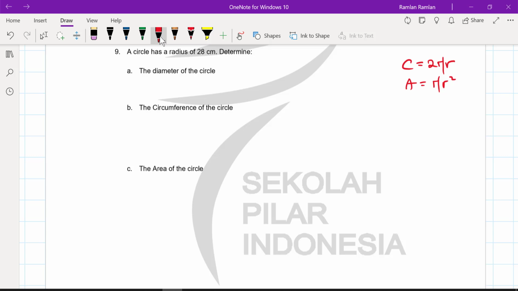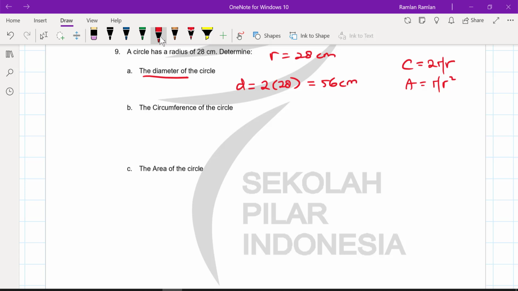A circle has a radius of 28, so r equals 28 centimeters. To determine the diameter of the circle, remember that the diameter is twice the radius, so the diameter is just 2 times 28 because the radius is 28. So that'll be just 56 centimeters, as easy as that.